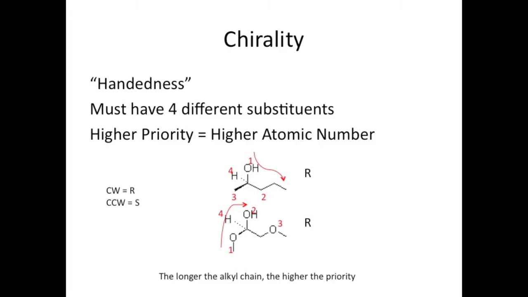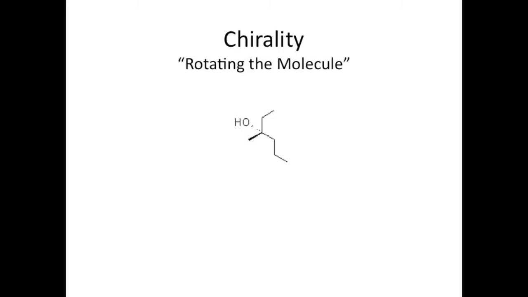So in both these examples, the lowest priority group was already in the back, already going into the page. So what do you do if this is not the case, like in this example? Well, we need to rotate the molecule. If you used actual 3D models before to assist you in this, don't use them now. While they certainly help when learning this, you don't get to use them on the MCAT, so you do need to learn to do this in your head and visualize things three-dimensionally.